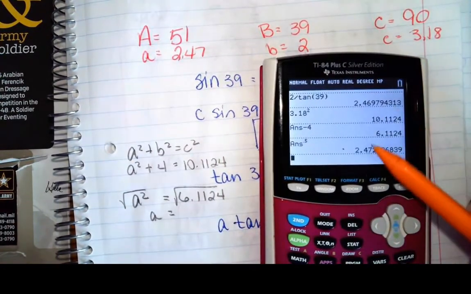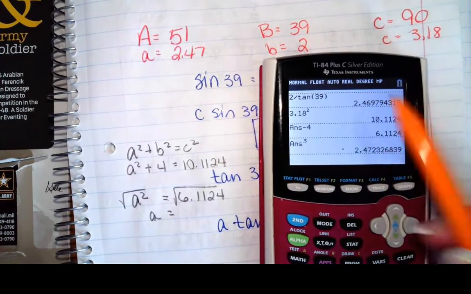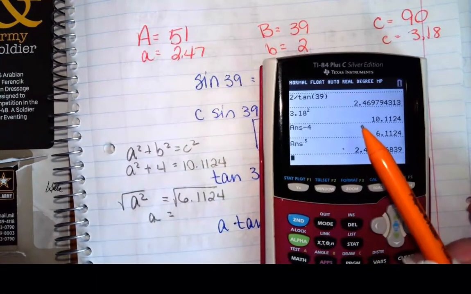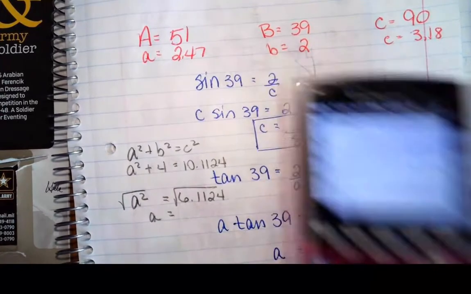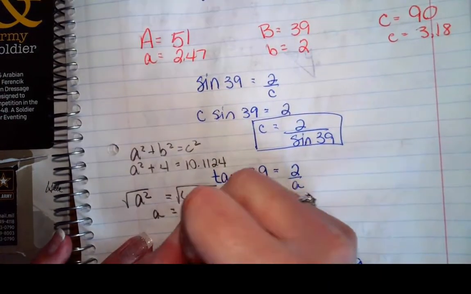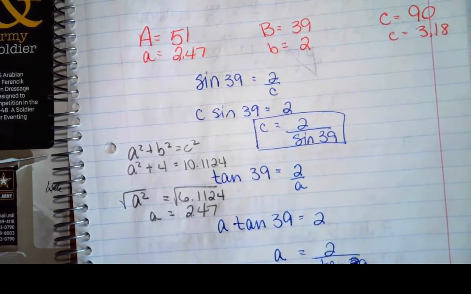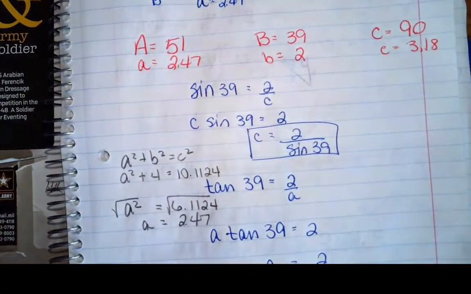Now notice it's slightly different. There's a rounding error there. And so that's why we're taking it to a specific decimal place, because this rounds to 2.47 and this rounds to 2.47. So either way, I get 2.47 and I have a completed triangle. All 3 angles, all 3 sides.